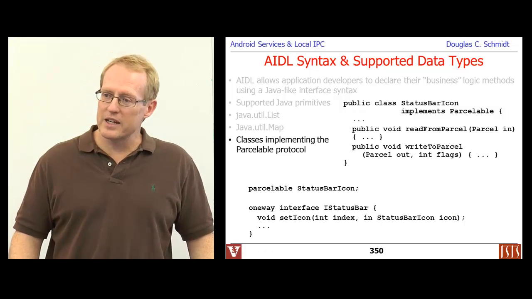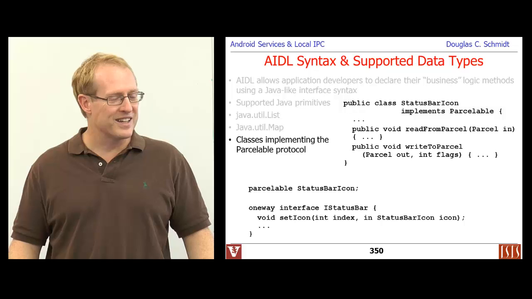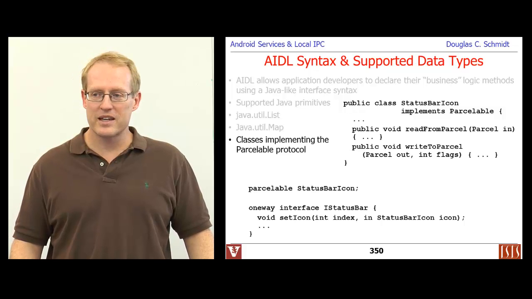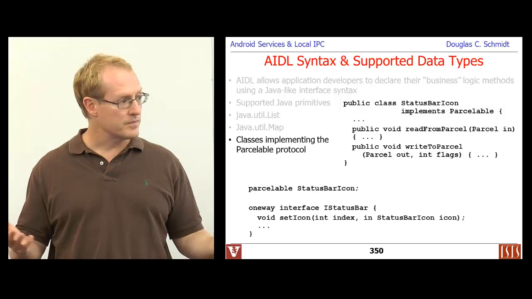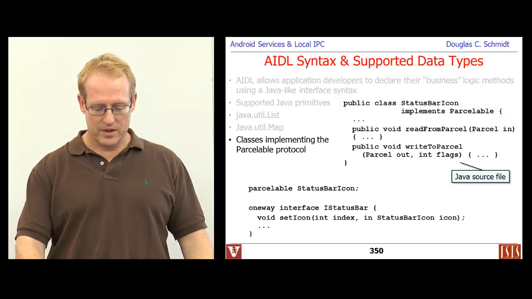So it's pretty open-ended. You can go ahead and add these things as you see fit to Android, and it makes it easier for you to define types that can be used with the overall AIDL mechanisms that Android supports. Any questions about that? Yeah?